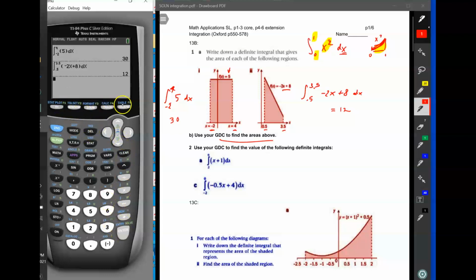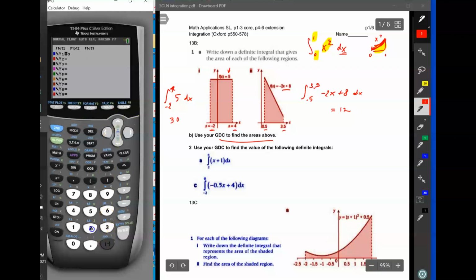Let's try that again. Graph. Second calc integrate, number 7. And then it's going to ask me for the lower limit. I'm going to type -2, enter. And then the upper limit, I'm going to type 4, enter. And it'll actually color it in so that it looks exactly like the picture you have there, and it'll tell me that the answer is 30. Okay? So I like this a little bit more because you can kind of confirm that it matches your picture.